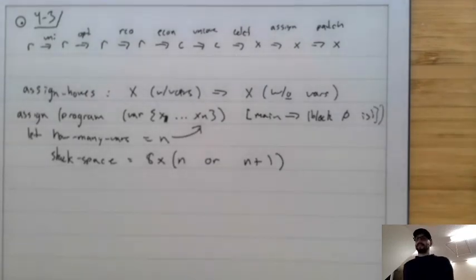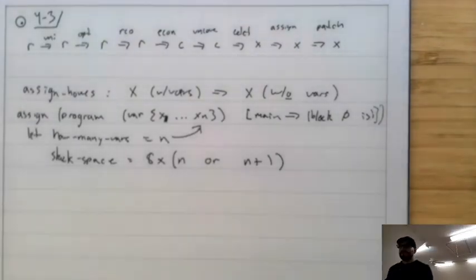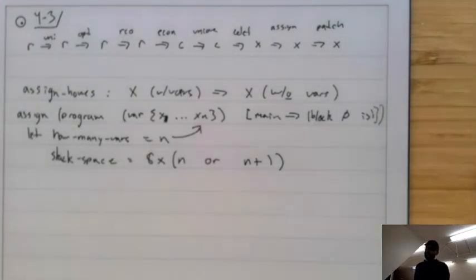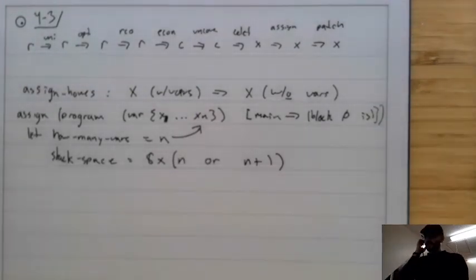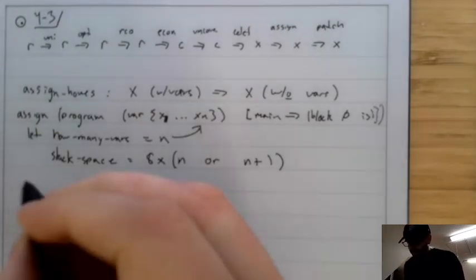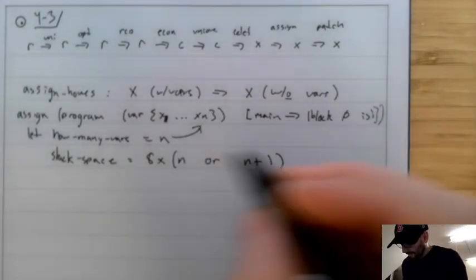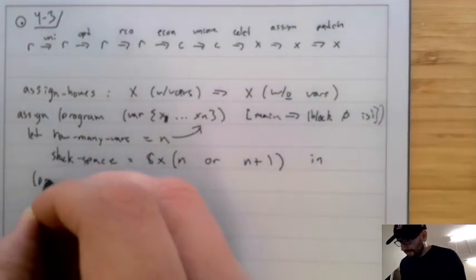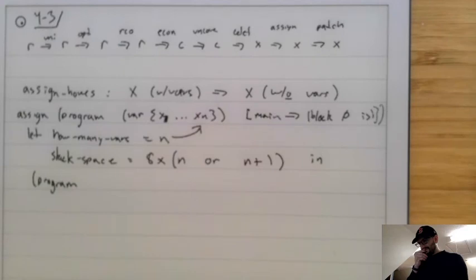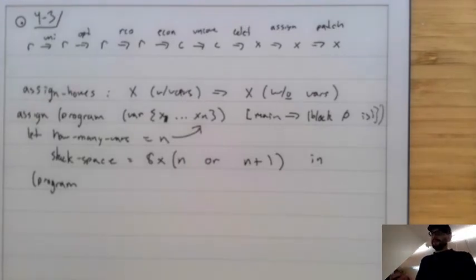Okay, so we need to know how much stack space we're going to use. So then what we're going to do is we are going to return a new program. This new program is going to acquire the stack space, and then actually run whatever our program is.